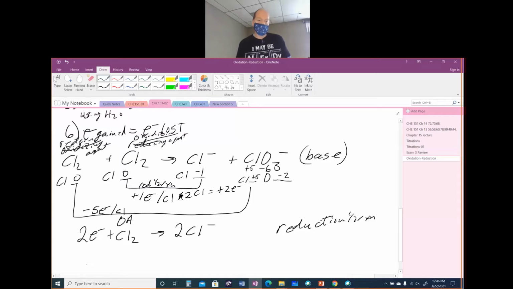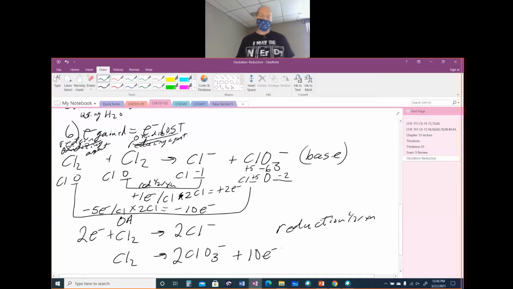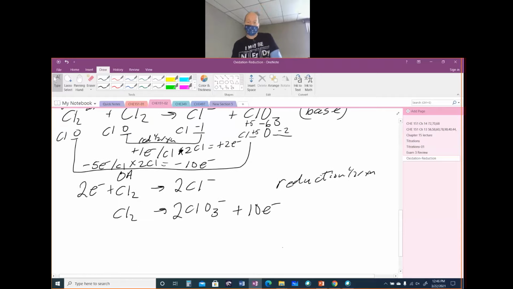The other half reaction is Cl2 going to ClO3 minus. And again, you see 2 Cl's at 0, you see 1 Cl at +5. You immediately have to put the coefficient of 2 and see that we are losing 5 electrons per Cl. And in this half reaction, we also have 2 Cl's, so we are losing 10 electrons total. And so to balance those oxidation numbers, you need 10 electrons. So now we have balanced our oxidation numbers using electrons. Here is your oxidation half reaction.